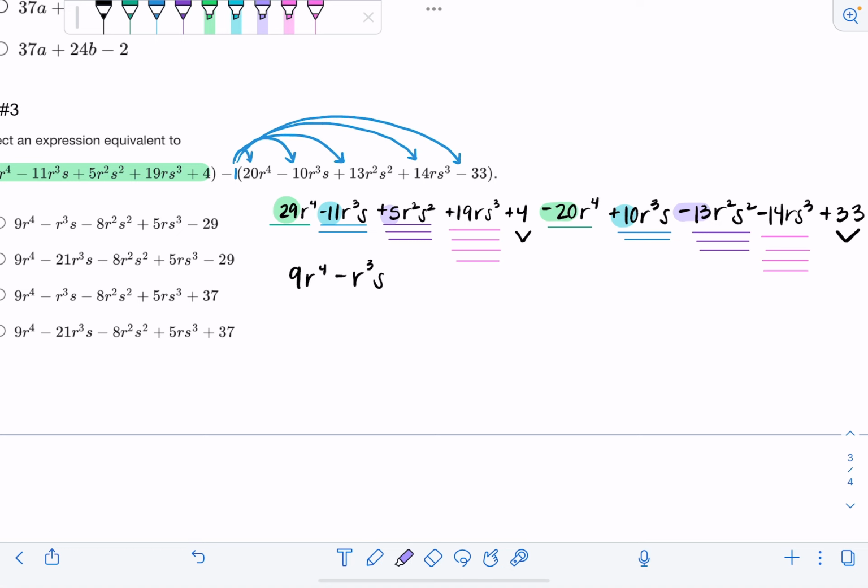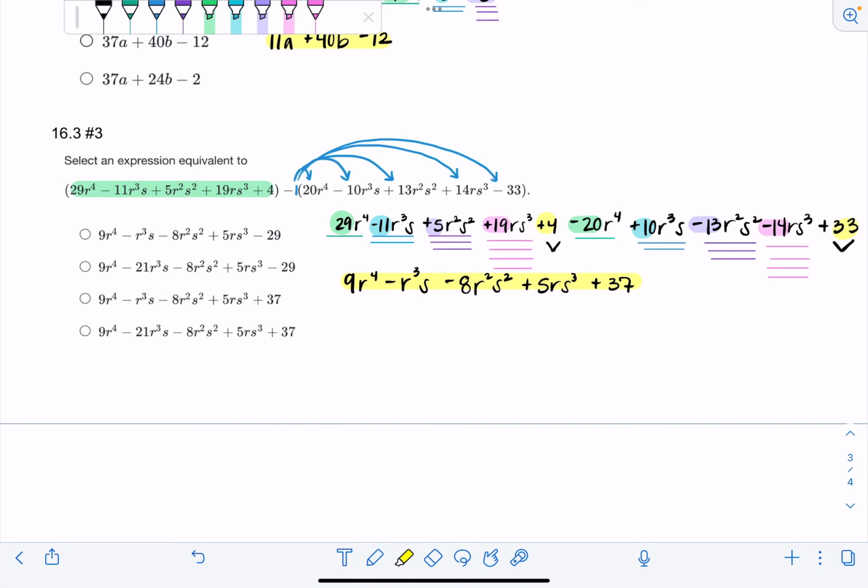And then 5 and negative 13. If I do 5 plus negative 13, that's negative 8. And then the r squared s squared stays the same. And then 19 plus negative 14, that's the same as 19 minus 14, which is 5rs to the 3rd power. And then I have my constant terms, the 4 plus 33, so together 37. So 9r to the 4th minus r cubed s minus 8r squared s squared plus 5rs cubed plus 37.